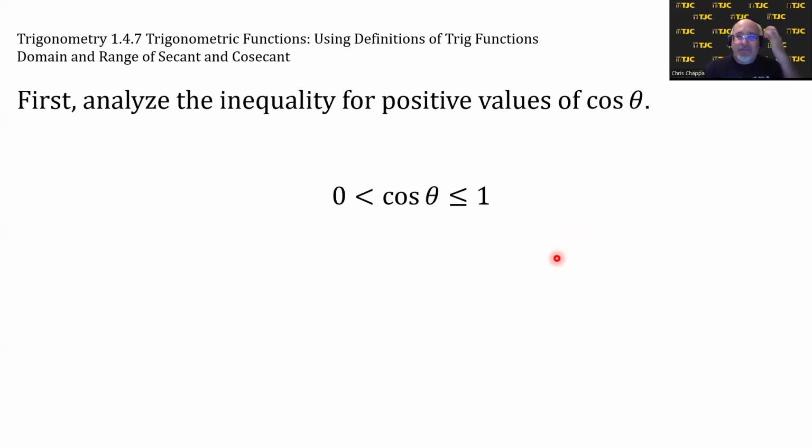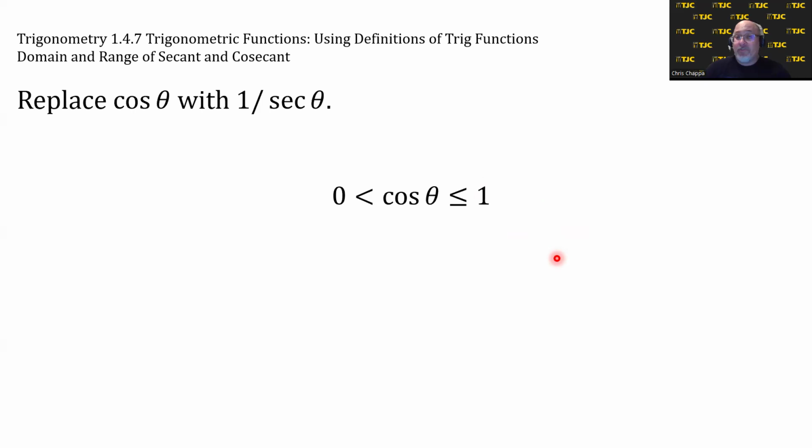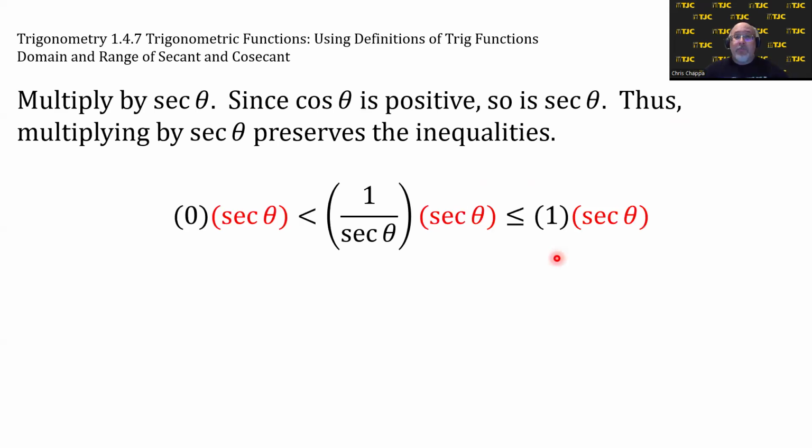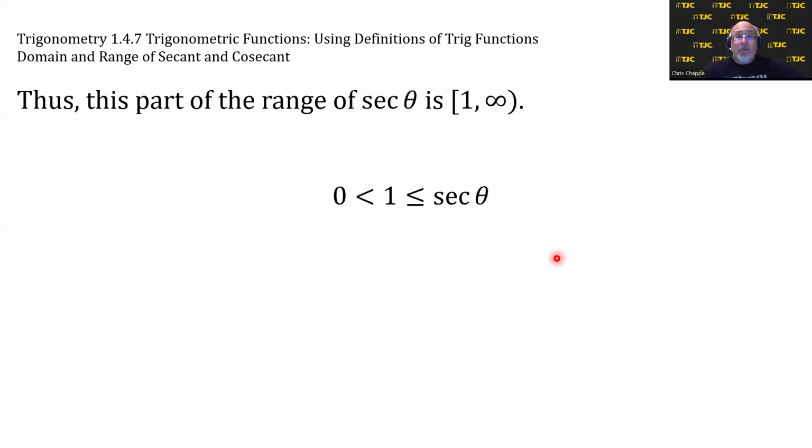Now, how are we going to get secant out of this? Well, let's get secant into it first. Let's replace cosine theta with 1 over secant right in the middle. And to get secant out of the denominator, we're going to multiply everything by secant theta. But since cosine of theta was positive, so is secant theta. Thus, multiplying by secant theta preserves the inequalities. Don't turn any signs around. Multiply everything by secant of theta. The left stays 0, the middle becomes 1, the right becomes secant theta, like this. And right away, we can see that this part of the range for secant of theta is the closed interval from 1 to infinity. But we have the other half to deal with also.